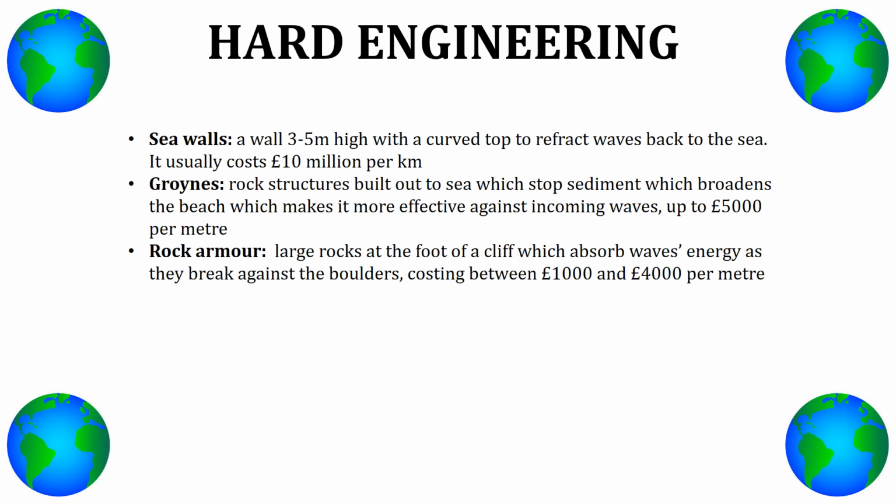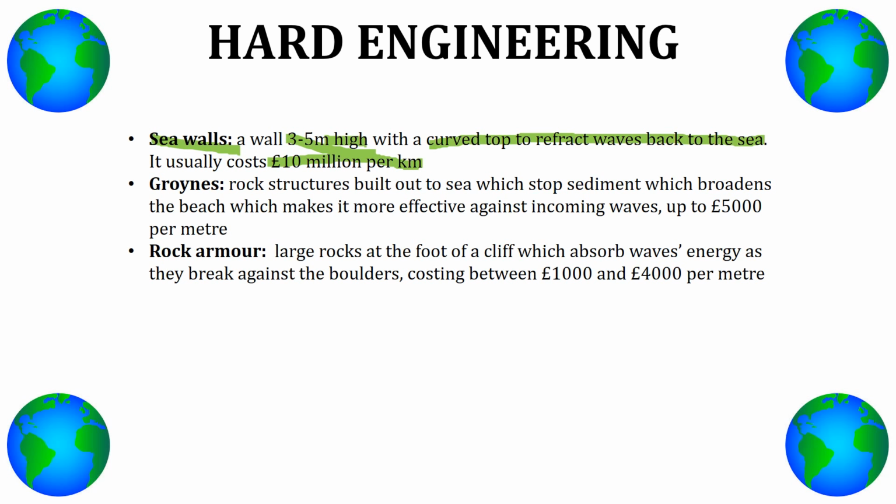So, hard engineering, there are three types. We'll begin with sea walls. It's a wall that's about 3 to 5 meters high with a curved top which refracts the waves back into the sea. And unfortunately, it usually costs £10 million per kilometer, which is quite a lot. But it is effective at stopping the sea as it refracts the waves back into the sea, so basically it causes them to curve and go back. And it also has a walkway for people to walk along, so it doesn't deter people from walking on it. Deter basically means to stop, to prevent.